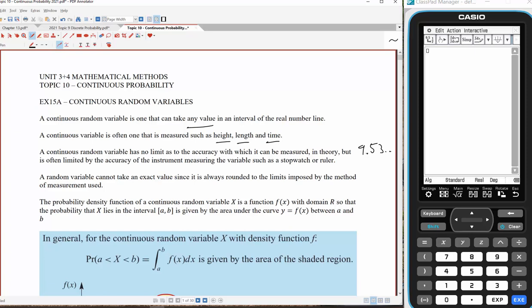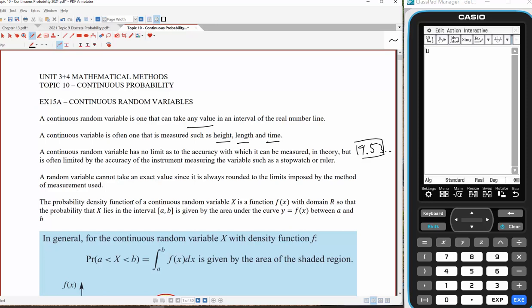A random variable cannot take an exact value since it's always rounded to the limits imposed by the method of measurement used. So we say that his time was 9.53 or whatever it actually was, but the reality is time could be measured much more precisely than that. In fact, infinitely more precise.